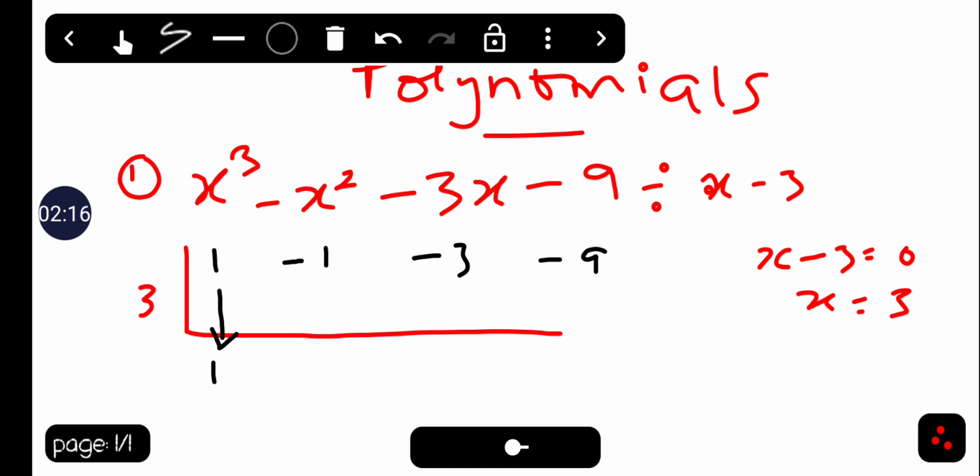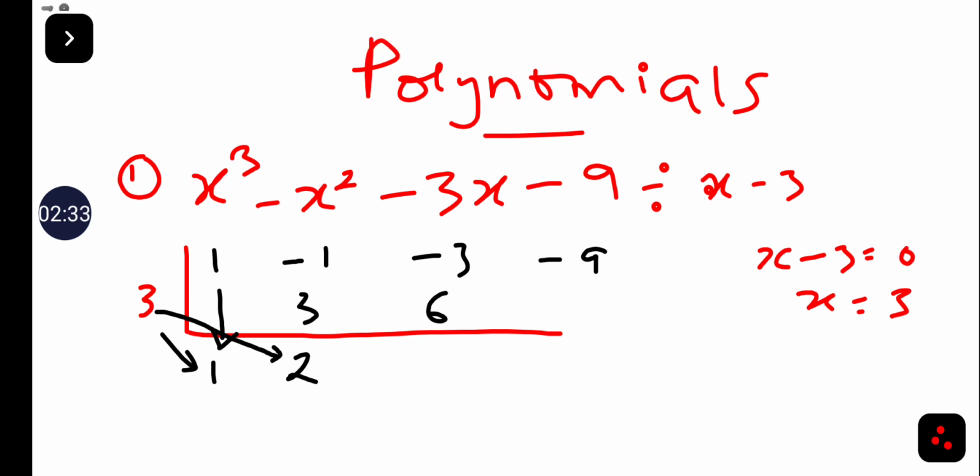We have 1 here. Then 3 times 1 gives us 3. We put it here. Negative 1 plus 3 is 2. We take again 3 times 2, 6. Negative 3 plus 6 is 3. We take again 3 times 3, 9. Negative 9 plus 9 gives us 0.